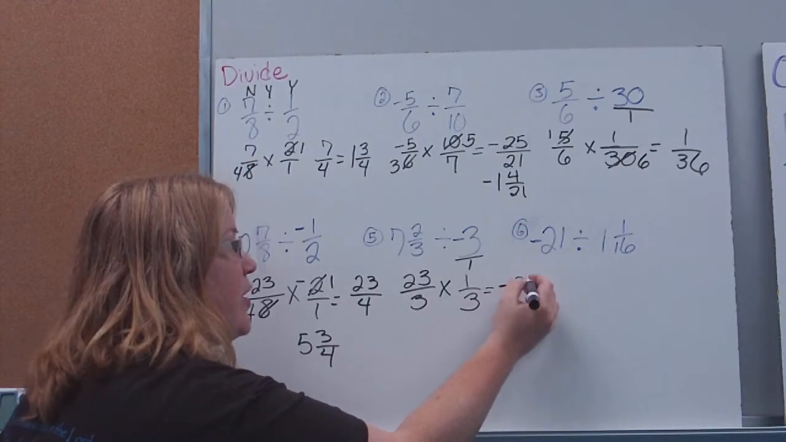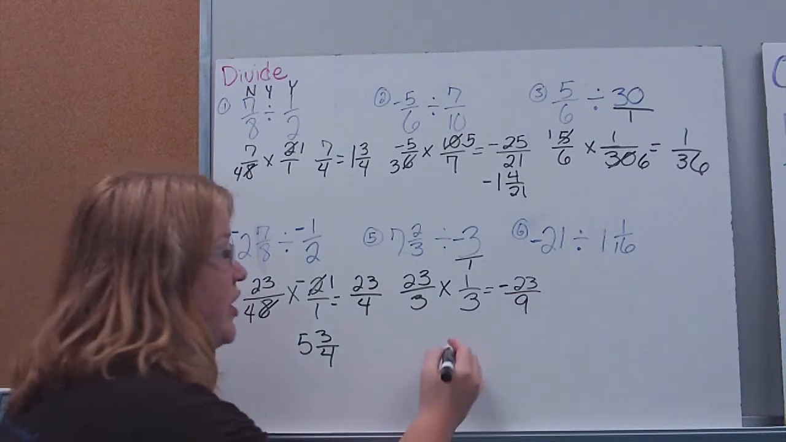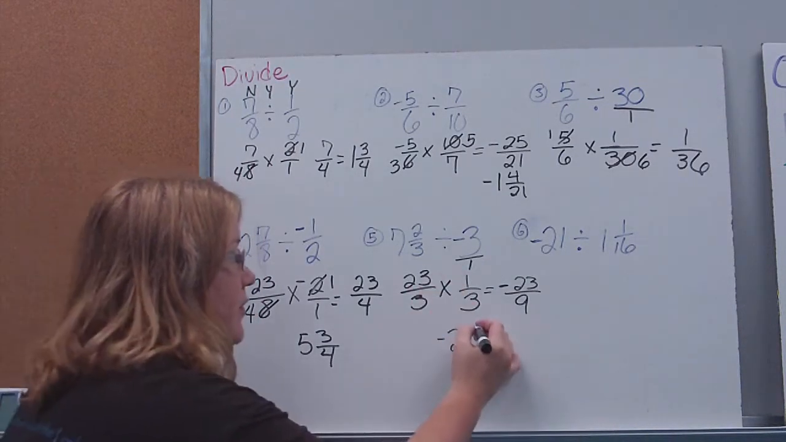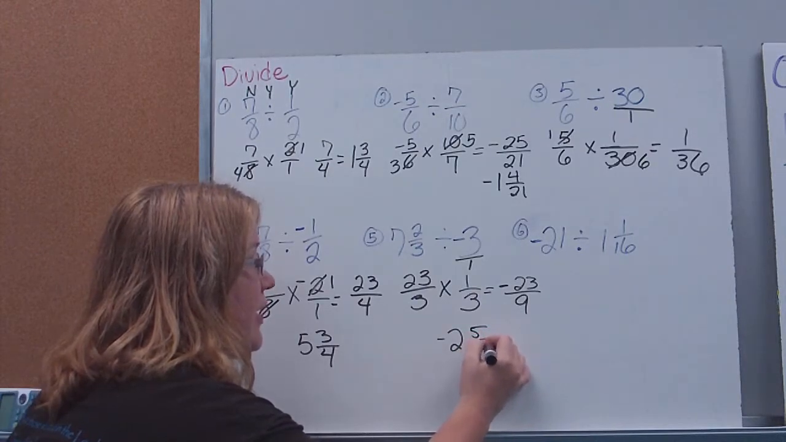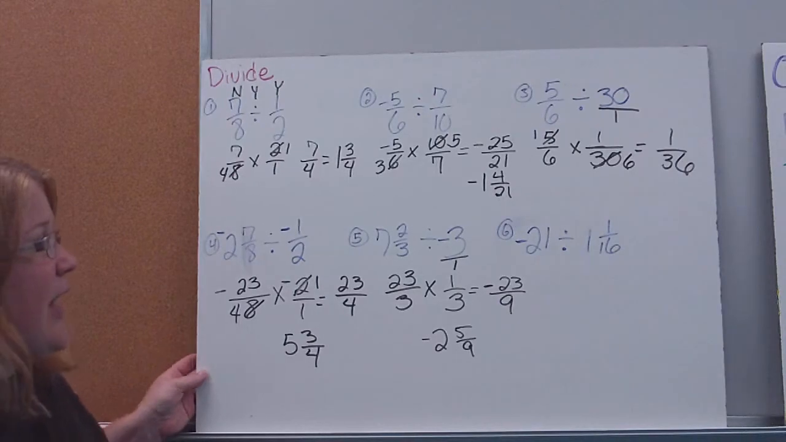23 times 1 is 23. 3 times 3 is 9. And again, if you want to switch it into its mixed number form again, you can. That would be negative 2 and 5 ninths. All right, let's take a look at our last one.